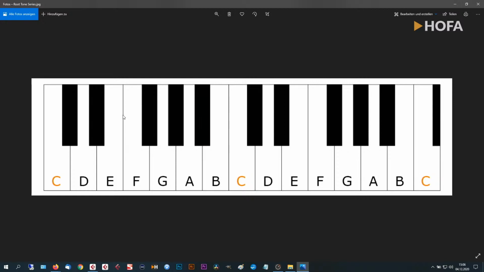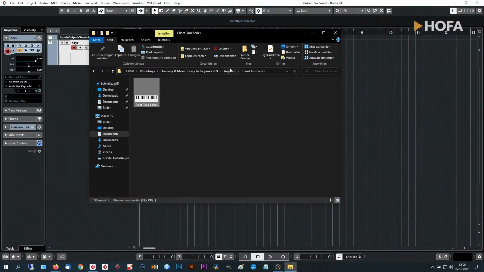This is because our root tone series is, let's say, maybe the mothership of them all, because we can derive the whole major scale, but we can also say something about the minor scale. And let's take a look at this in particular, so that you believe what I'm saying here.